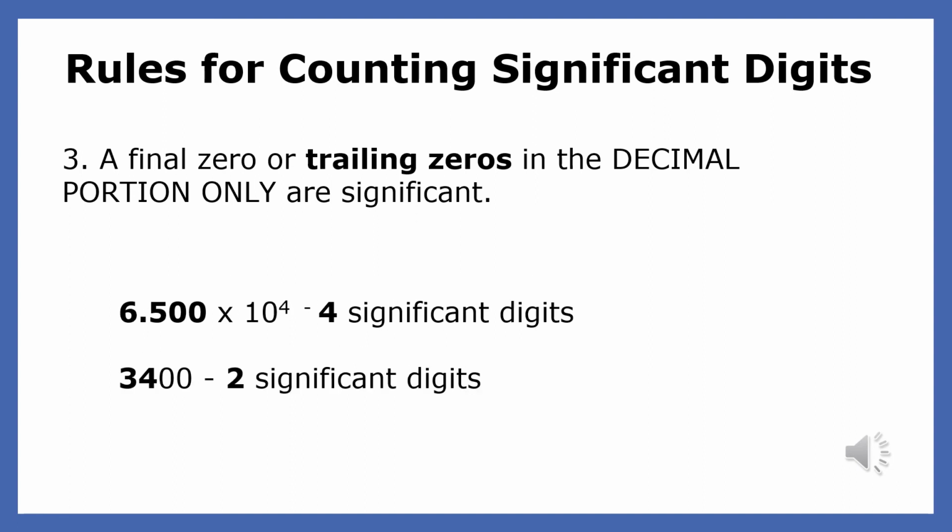Let's look at 2 more examples. 6.500 times 10 to the 4th has 4 significant digits because trailing zeros count in a decimal. 3,400 has only 2 significant digits because trailing zeros do not count when it's not a decimal. Trailing zeros only count in decimals.